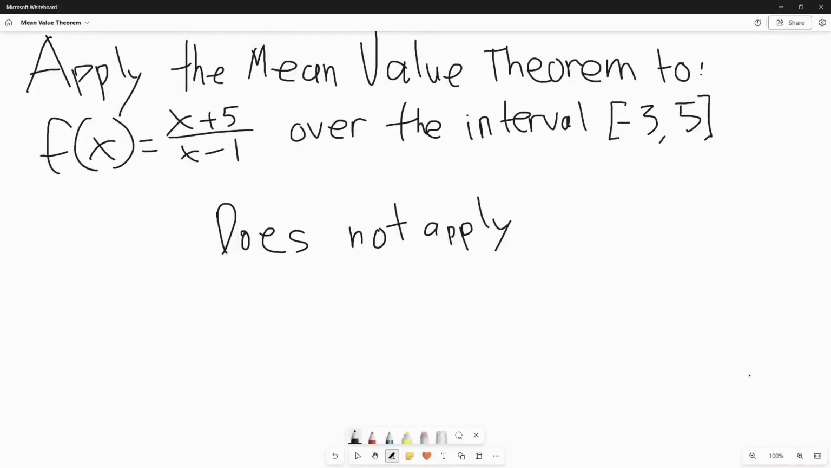So everything that I explained and all the problems that I went through should teach you everything that you need to know to get familiar with the mean value theorem.